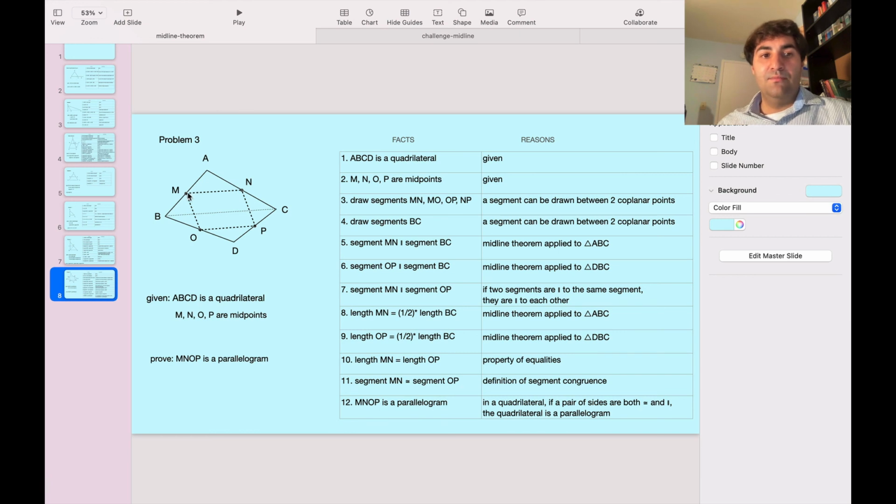So we know that segment MN and OP are congruent, and we also know that they're parallel. So in other words, MNOP is a parallelogram, right? Because if we know a pair of sides are both congruent and parallel, then the quadrilateral is a parallelogram.